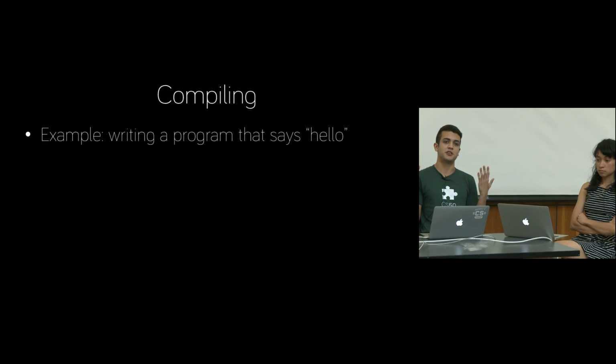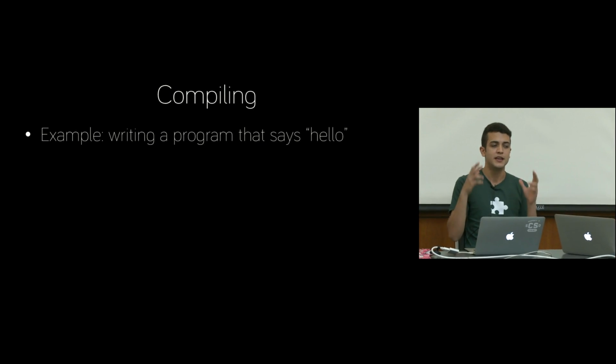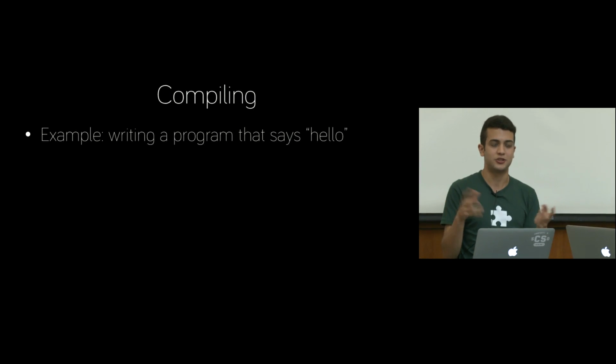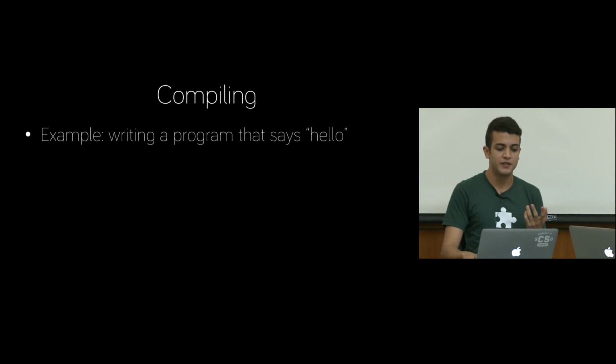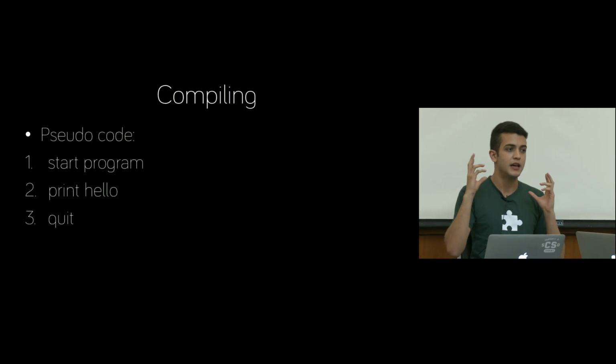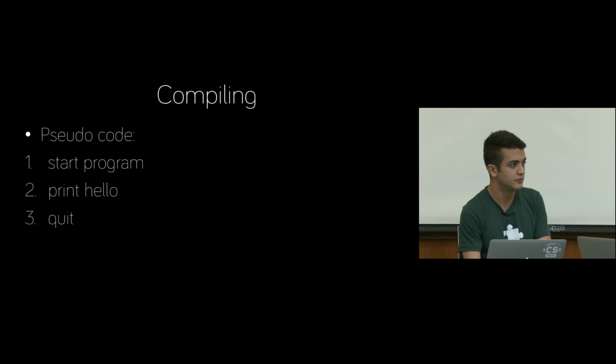The first thing that comes to your mind is that you try to think of how you're going to do that, and you probably think in English or in some other natural language. And then you think, well, if I want to write a program that says hello, I would start the program, I will print hello, and then I will quit the program. So this is pseudocode. You're basically trying to come up with a sequence of events that you're going to do to be able to write that program.